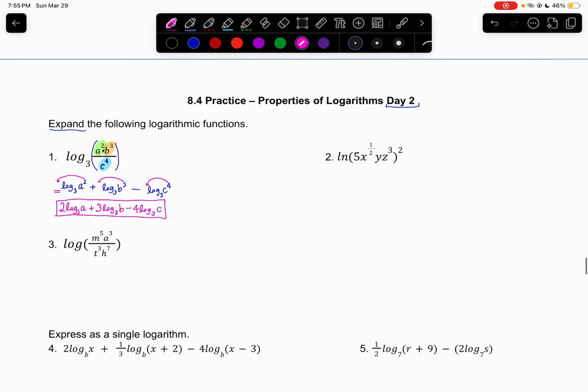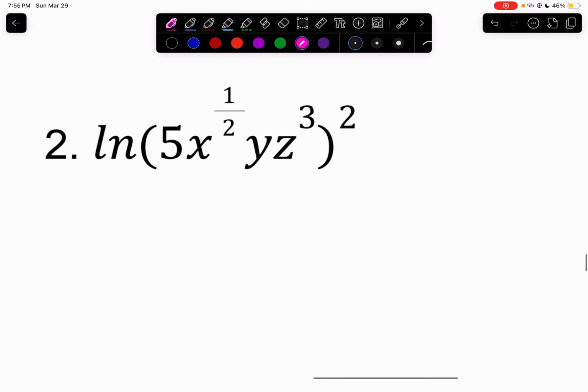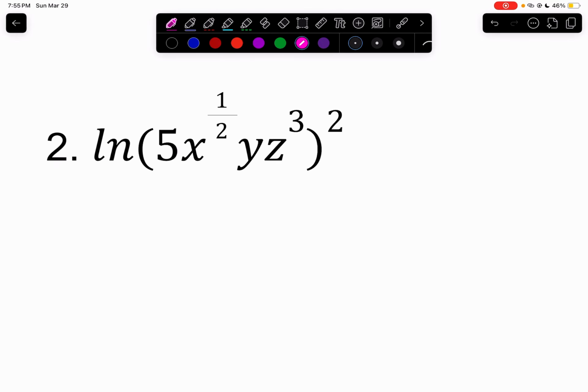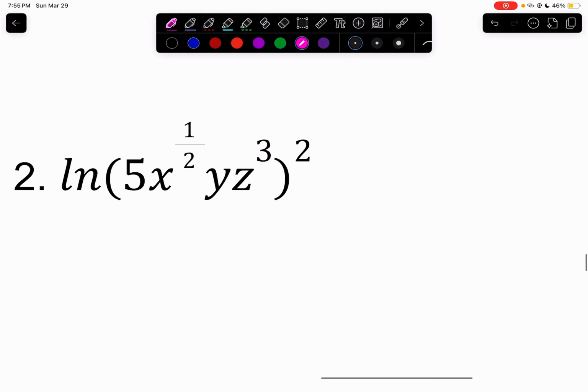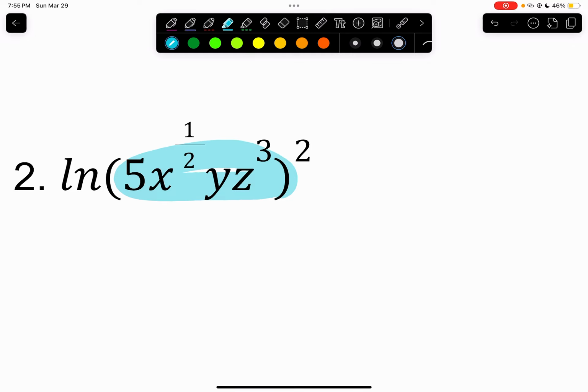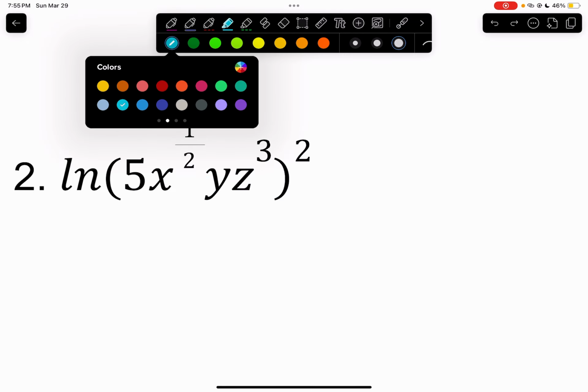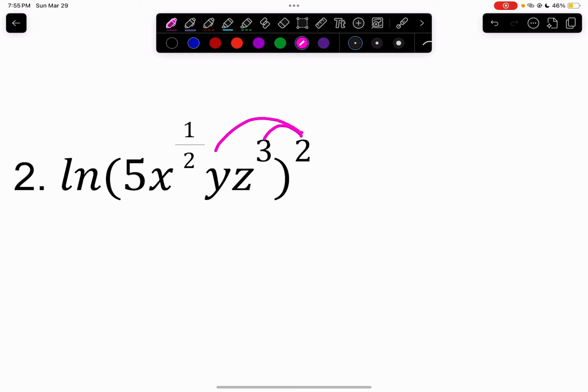It's really, really similar. I'm going to look at number 2, though. There's a really common mistake that happens on number 2. We're going to get to it in a minute. But the first thing that I see is that this whole big argument has its own power of 2. So I think a good first step would be to apply that power of 2 to the argument and then expand what we end up with. So here's what I mean.